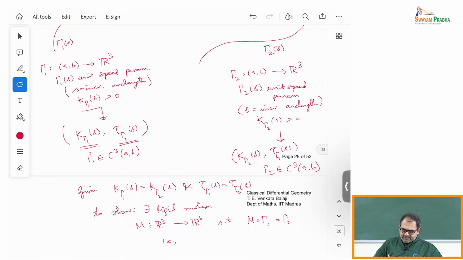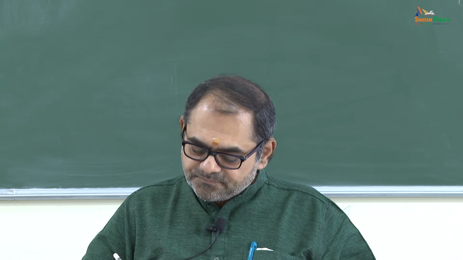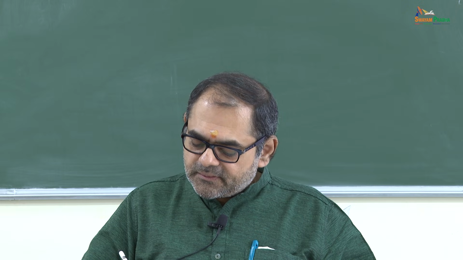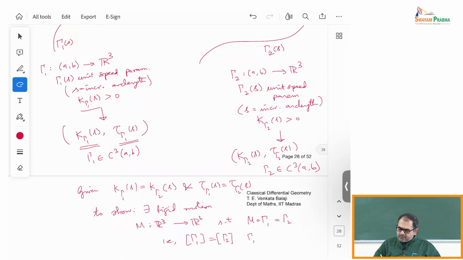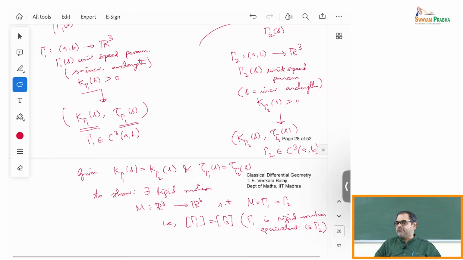Okay, and this is the same as saying the equivalence class of gamma 1 is the same as the equivalence class of gamma 2, where this square bracket means rigid motion equivalence class. Okay, gamma 1 is rigid motion equivalent to gamma 2. Okay, so this is what you want to prove. Now, therefore, what is the issue? The issue is that you have to find a rigid motion. All right. Now, how do you find that rigid motion? Just assume it existed and see what happens.